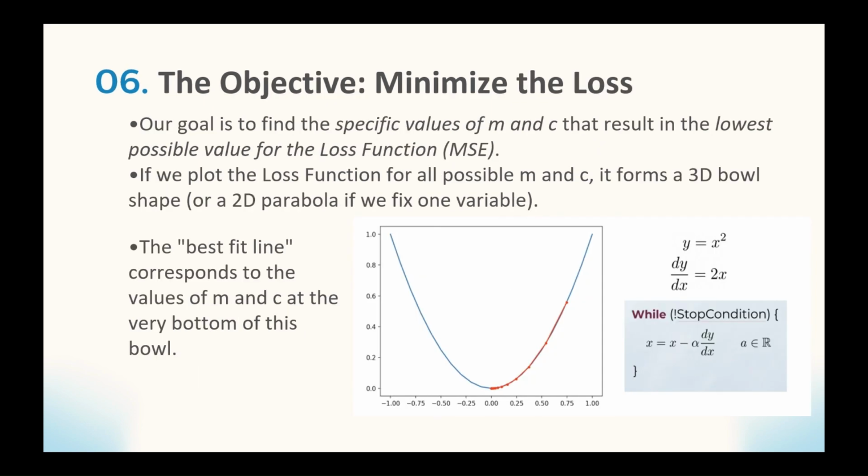That brings us to our main objective. We need to find the specific values of m and c that result in the lowest possible value for the loss function, the mean square error.